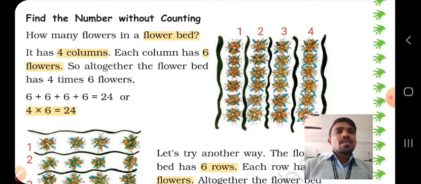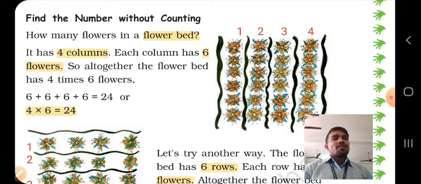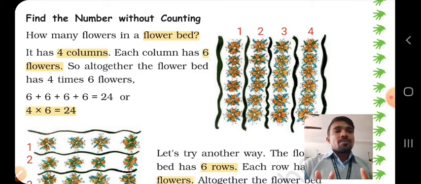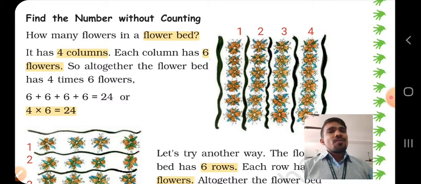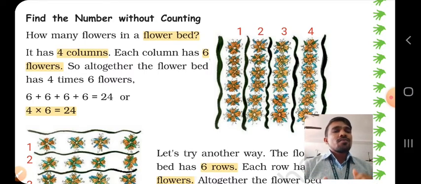How many flowers in the flower bed? Here is a flower bed. A flower bed is a collection of flowers. Then in the flower bed, how many flowers are there? So without counting, we are going to do it, isn't it? So it has 4 columns. How many columns are there? 4 columns are there. First, let me make it clear what you mean by columns and rows, which you are going to get in these words.